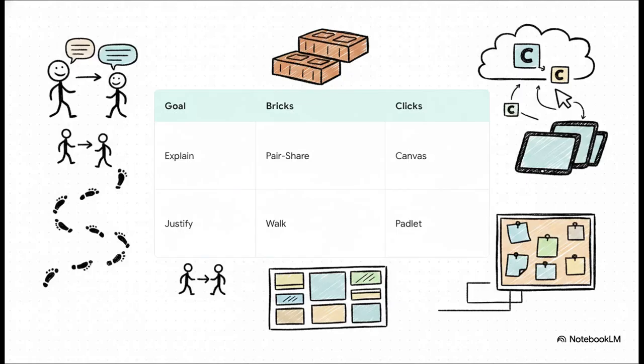And what's super fascinating here is how we can achieve these exact same cognitive goals regardless of our teaching modality. In a traditional face-to-face classroom, what we'll call your bricks, you might use a classic think, pair, share or a gallery walk to get students comparing and justifying. But if you're teaching online or in a hybrid format, your clicks, you can achieve literally the exact same thinking through Canvas discussions, Zoom whiteboards, shared docs, Padlet, Lucid, or Canvas annotations. The medium changes, sure, but the underlying cognitive goal remains exactly the same.